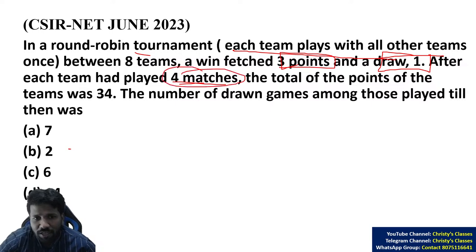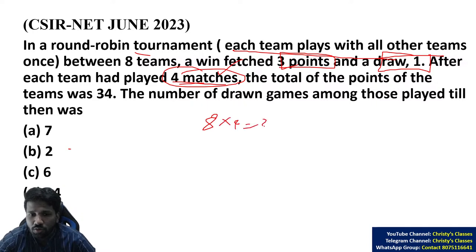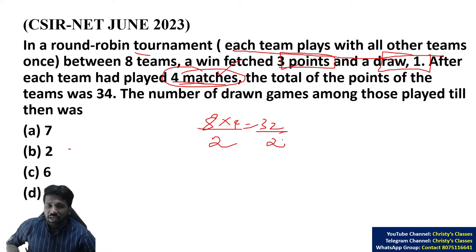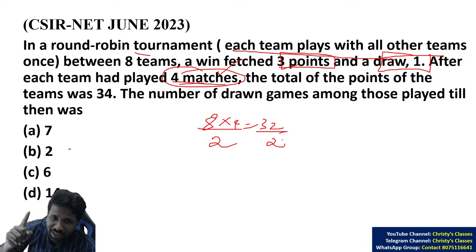Let us start from here. After each team plays 4 matches, how many matches are conducted in total? Some of you may say that 8 teams, so 8 into 4, 32 matches. That is wrong. We don't need 32 matches, only half of 32. Because in every match two teams get a chance, that means in every match two teams play one match each.